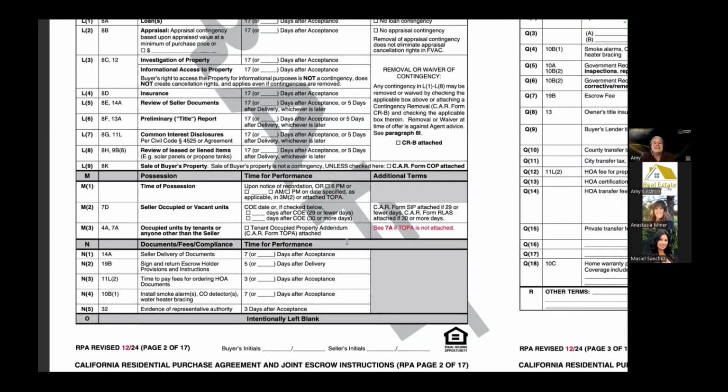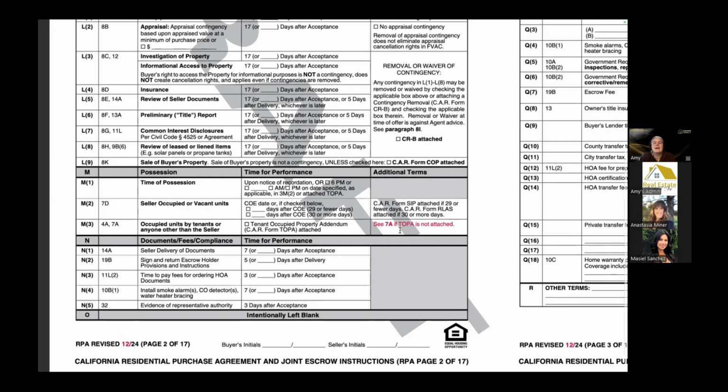The other thing that was changed is if there's no TOPA down here on M3, occupied units by tenant or anyone other than the seller, we would check this box here for tenant occupied property addendum. And if it's not attached, so we didn't check this box and it's not occupied, then we would go to paragraph 7A. So it's just referencing that. So we'll check on 7A here in a minute.